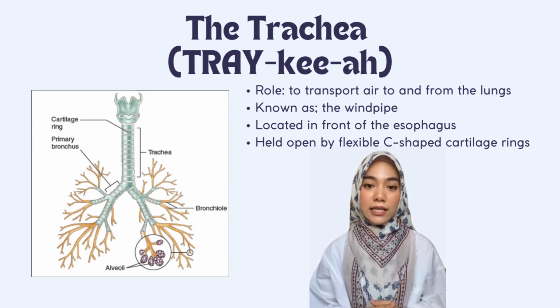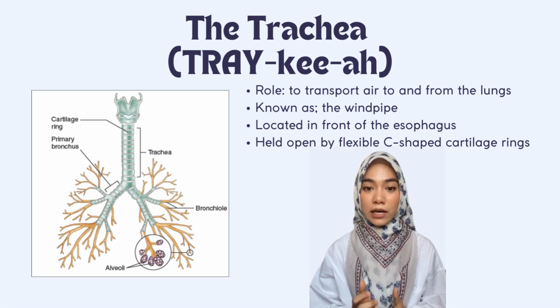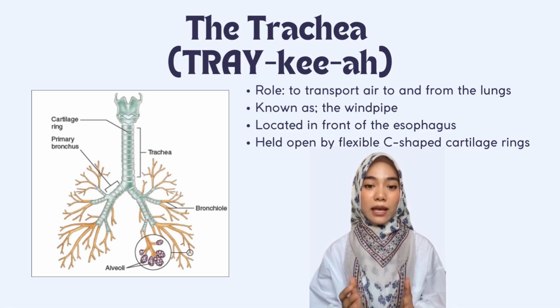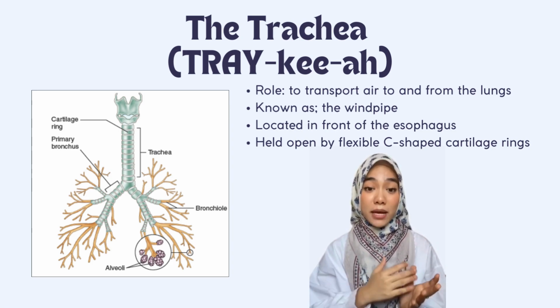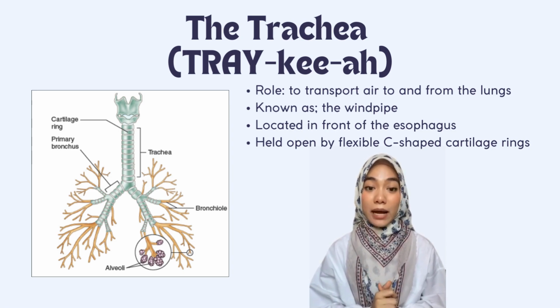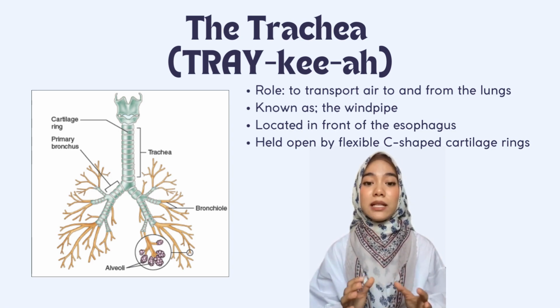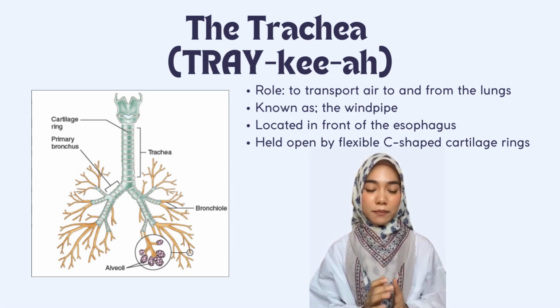The trachea is held open by a series of flexible C-shaped cartilage rings that make it possible for the trachea to compress so that food can pass down to the esophagus. The image shows the schematic representation of the trachea, bronchi tree, and alveoli. The trachea is the part of the upper respiratory tract. It is made of the flexible C-shaped cartilage ring stacked along its length.